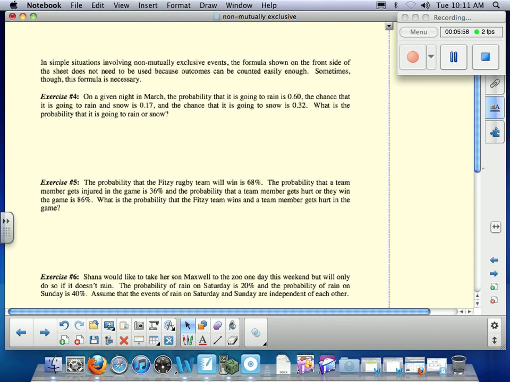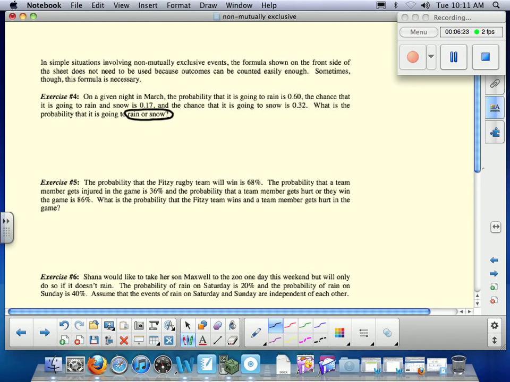Word problems. We just did word problems. But they're not big facts. Oh, they're just a little bigger. They're not scarier. On a given night in March, the probability that it's going to rain is 60%. The chance that it's going to rain and snow is 17%. And the chance that it's just going to snow is 32%. What's the probability that it will rain or snow?